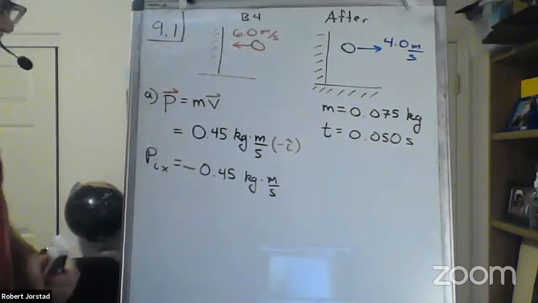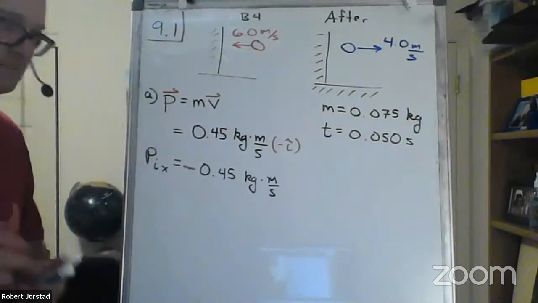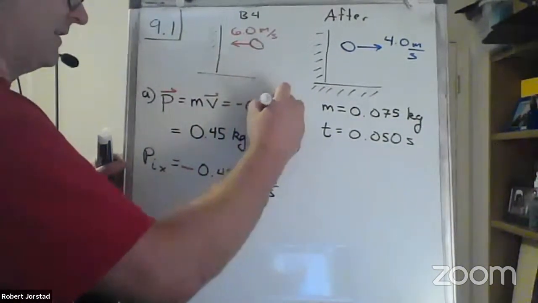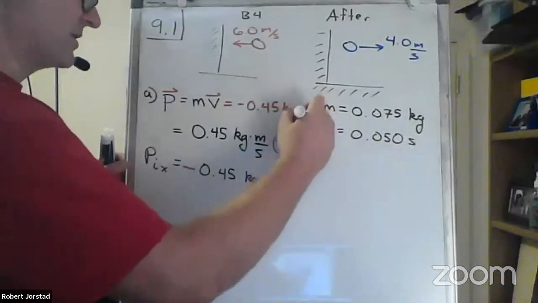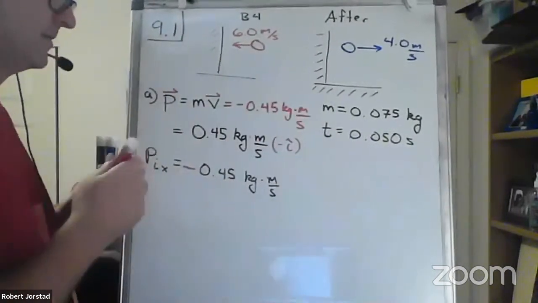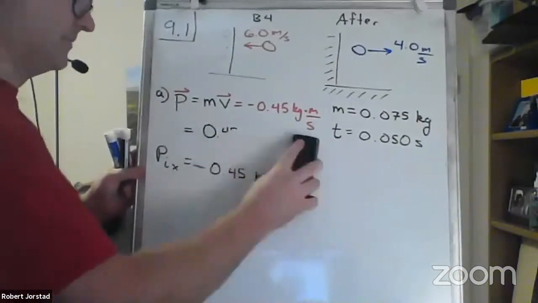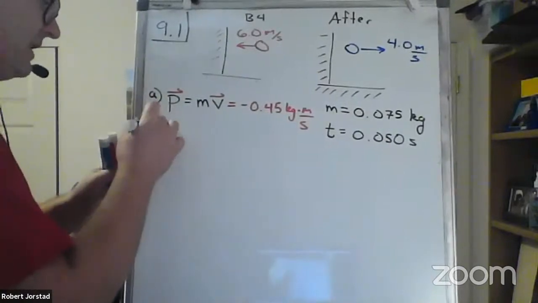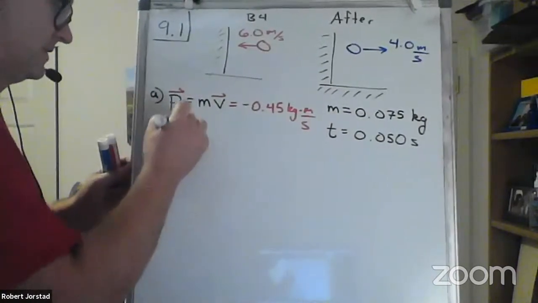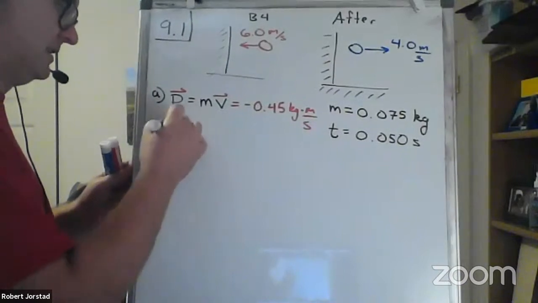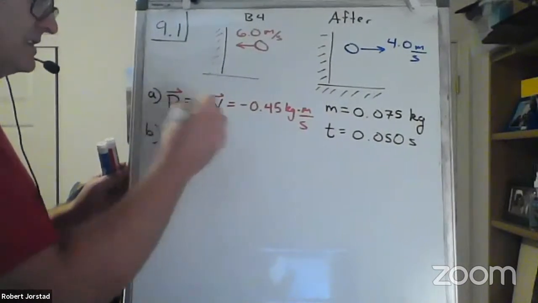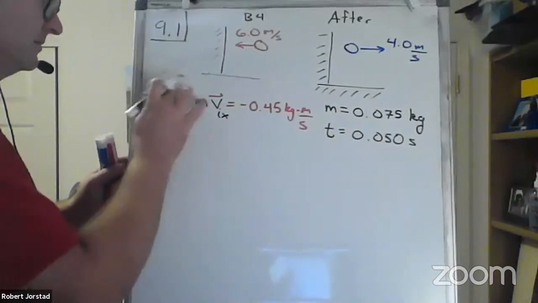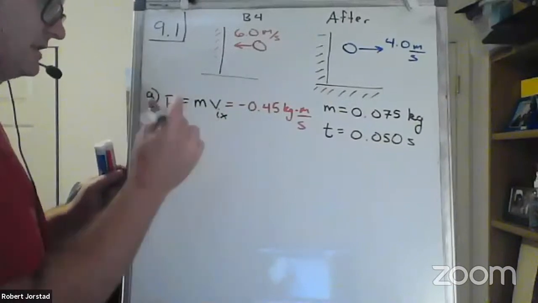Okay, so that's part A. Is everybody cool with part A? I'm just going to write it up here: negative 0.45 kilogram meter per second. Done. Okay, so part B, just punch in the number so I don't have to do it all. So we'll call that P initial, P final, and I'll say that's P initial X, and we'll call this initial X.